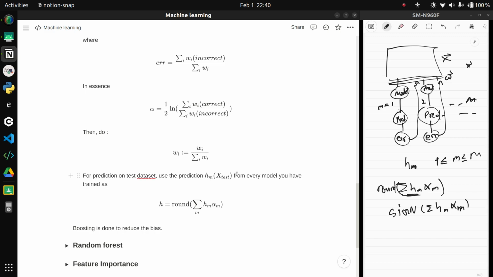So the prediction uses this thing. Once again, what's alpha? By the way, alpha is just half natural log of summation of wi correct, and then upon summation of wi incorrect.